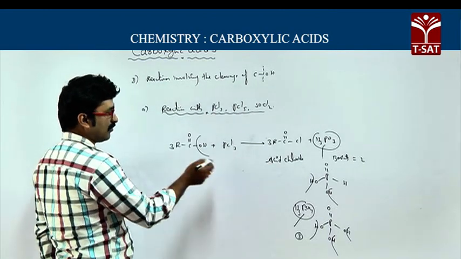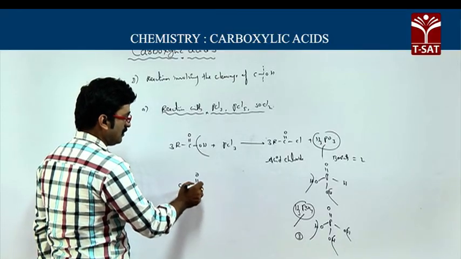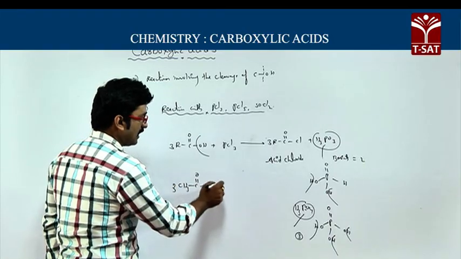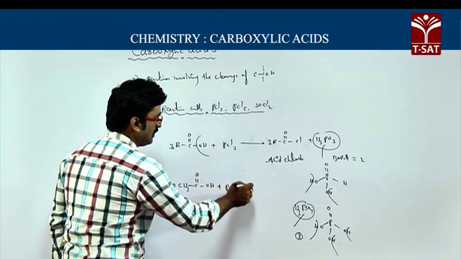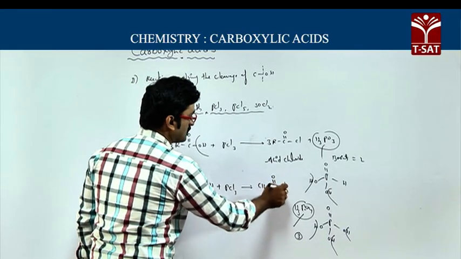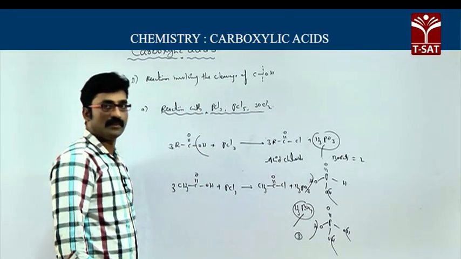We will take one example for this. CH3 C double bond O, OH, acetic acid, 3 moles. On reaction with PCl3, here you will get CH3 C double bond O, Cl, acetyl chloride and H3PO3.